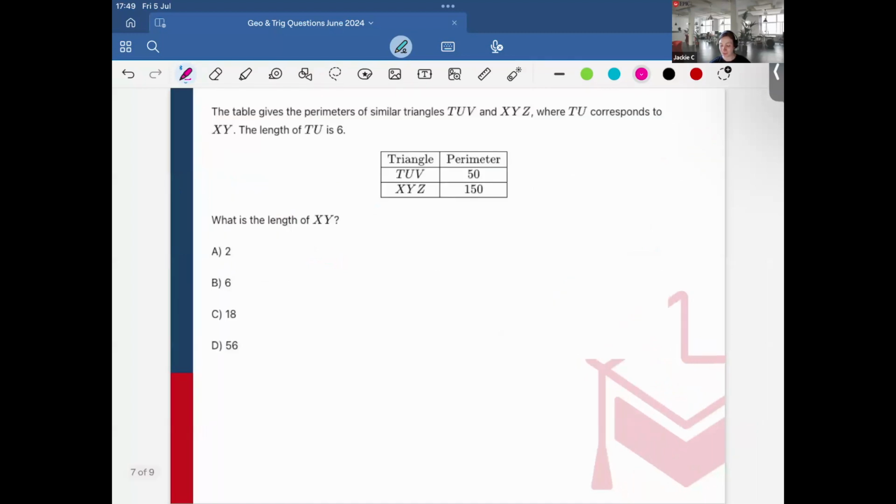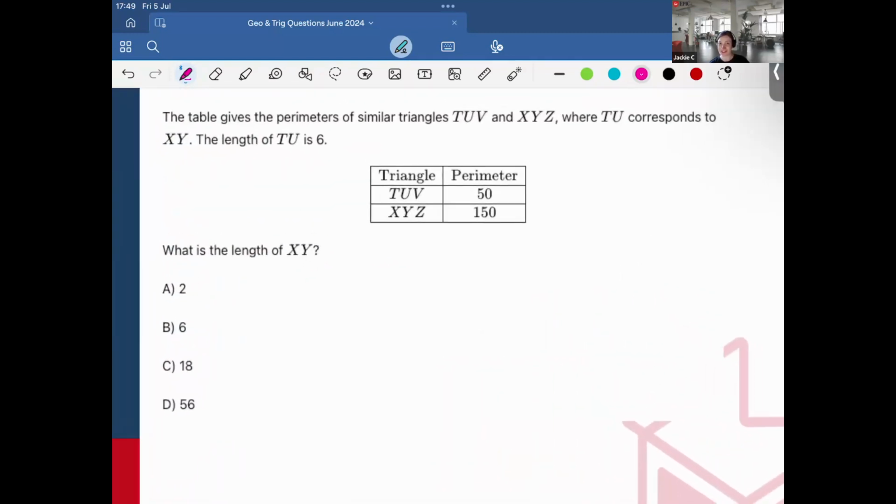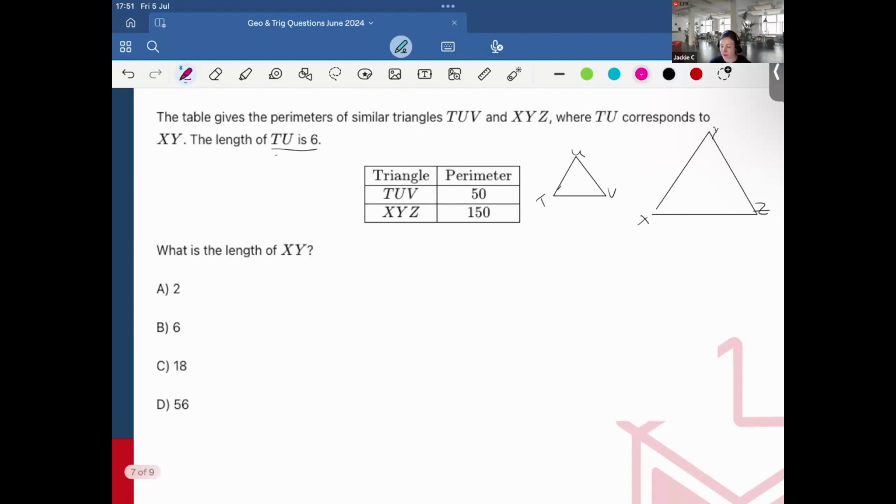Okay, and then continuing, we have a couple others. The table gives the perimeters of similar triangles TUV and XYZ, where TU corresponds to XY, and the length of TU is 6. I'm asked what is the length of XY. Let's just draw this out for visual purposes. So I have triangle TUV, and then I also have triangle XYZ. And then it tells me that TU is 6.